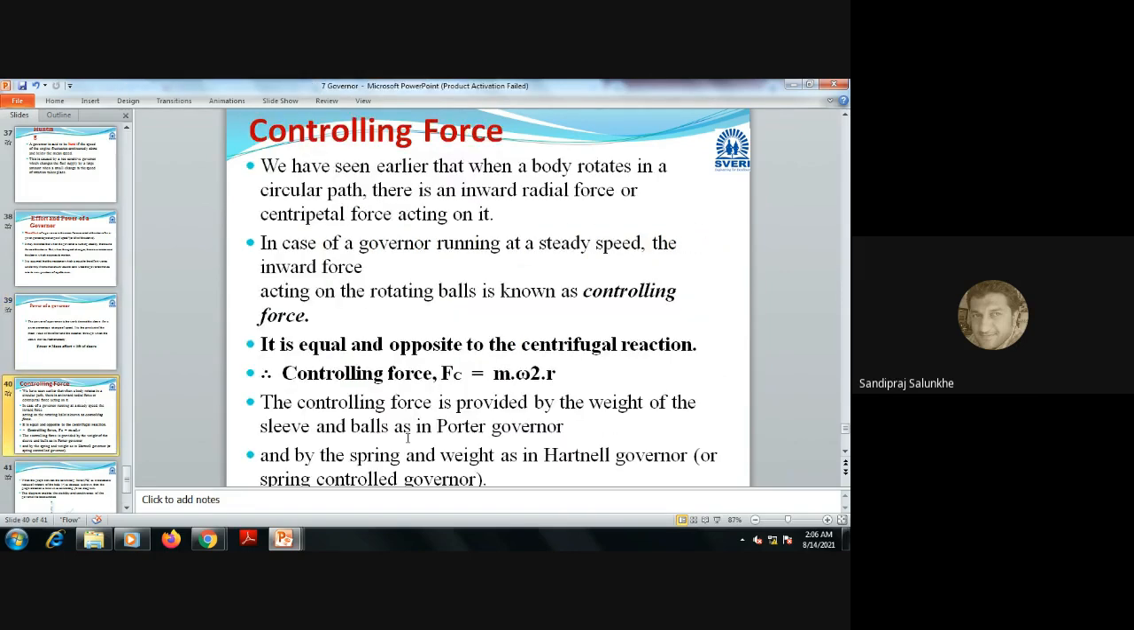Now, controlling force. Who is controlling the governor? You have seen all these things. Can you define the force which is governing these governors? That is the centrifugal force.